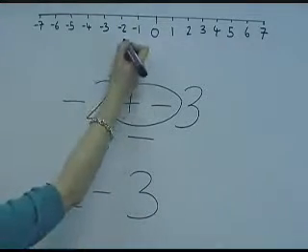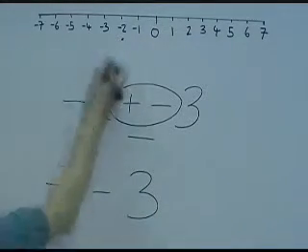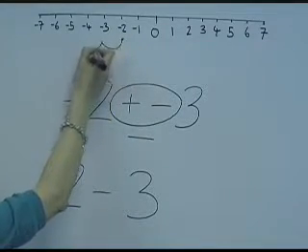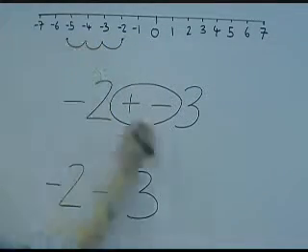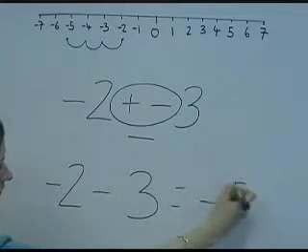Using my number line, I start at negative 2 and I move down 3 spaces as I'm taking away 3, and I end up at negative 5.